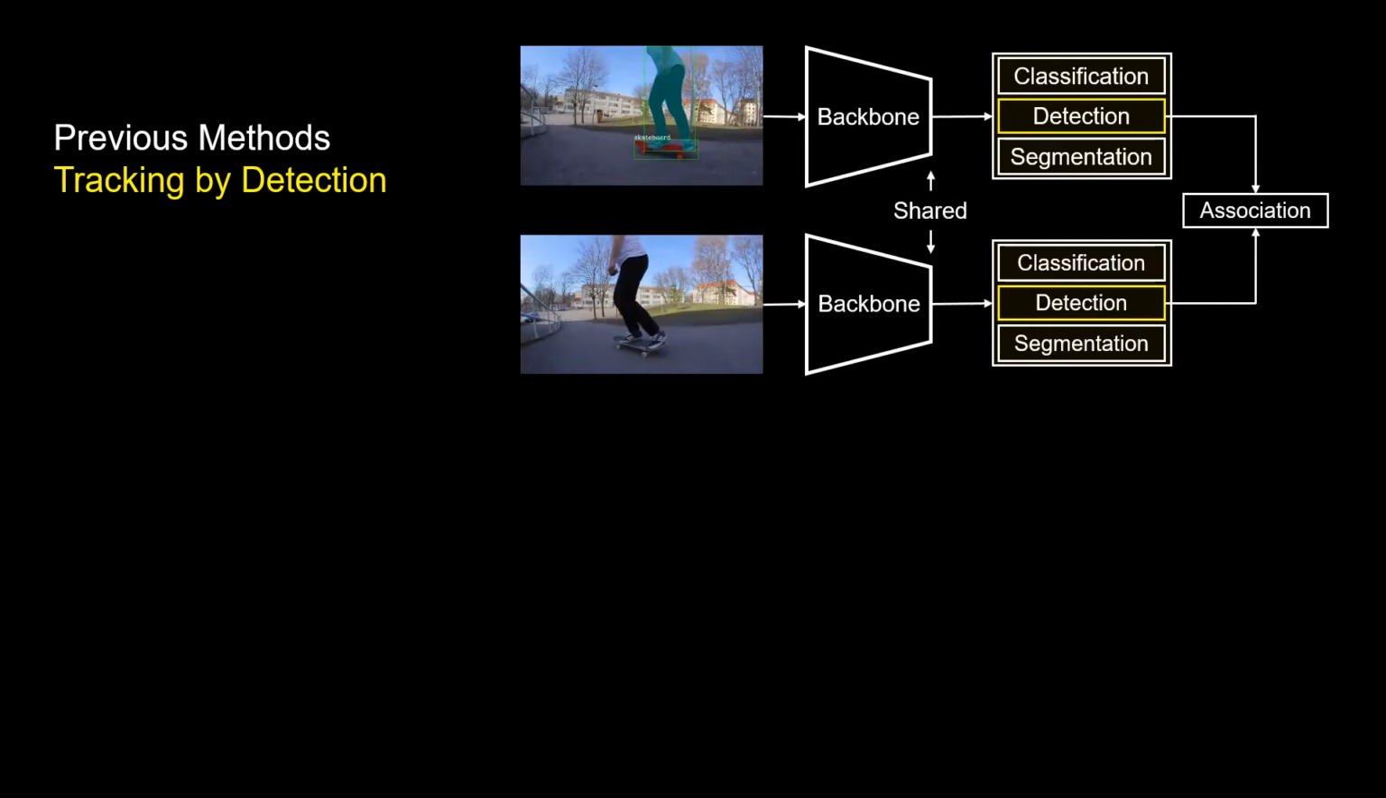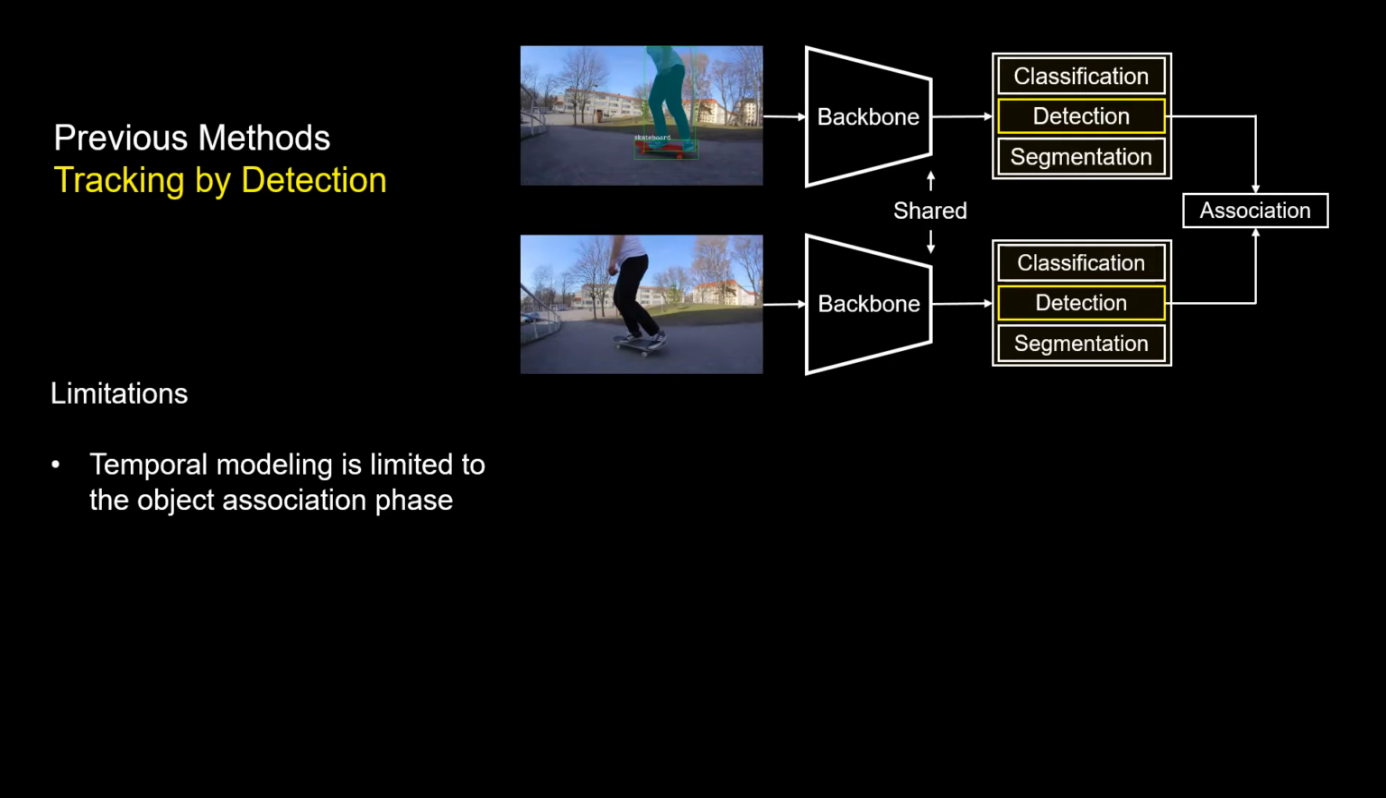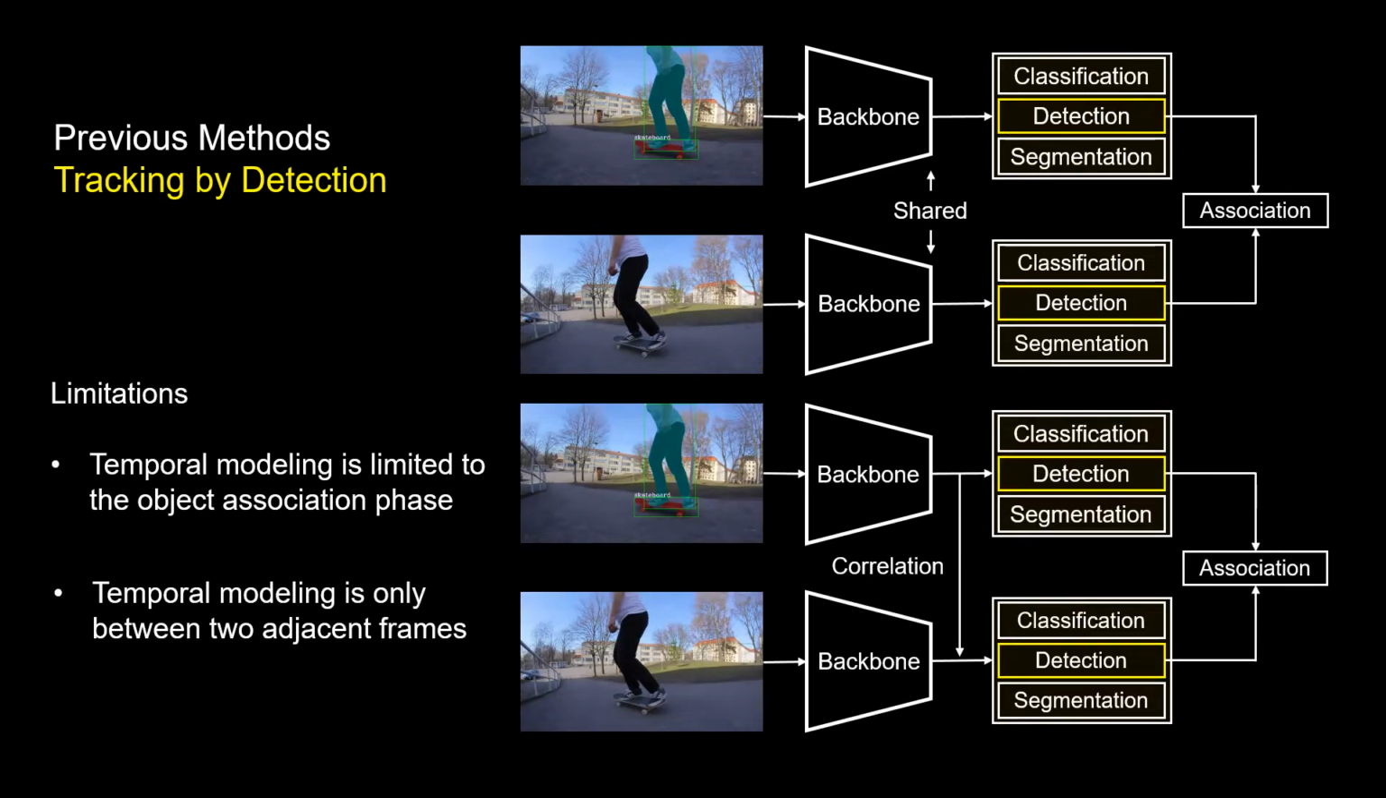State-of-the-art methods for MOTS mainly follow the tracking by detection paradigm, where objects are first detected and segmented in individual frames and then associated over time. Although methods based on the popular tracking by detection philosophy have shown promising results, temporal modeling is limited to the object association phase and only between two adjacent frames.